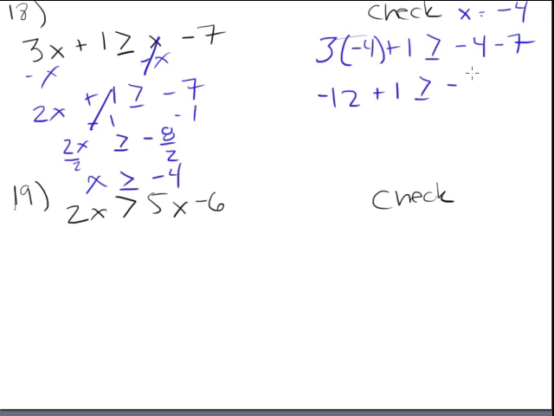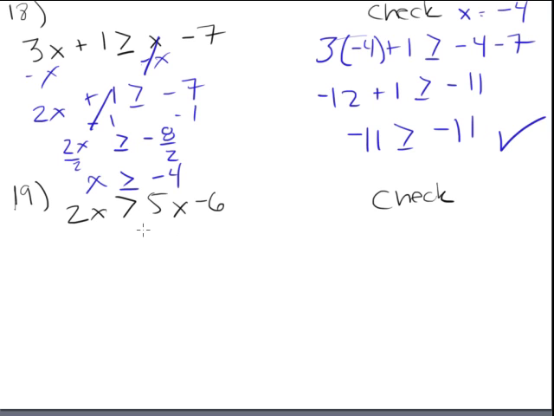This is going to be negative 11, negative 12 plus negative 1, that's going to be negative 11. And so I check if this is right. Is negative 11 equal to or greater than negative 11? Yes, it is, so the answer is right.